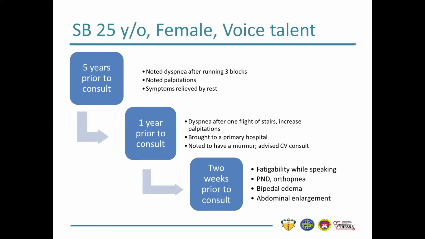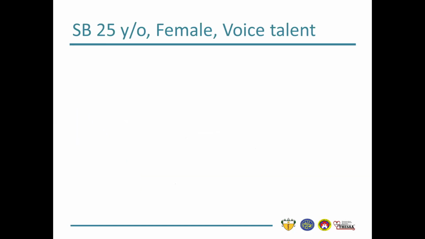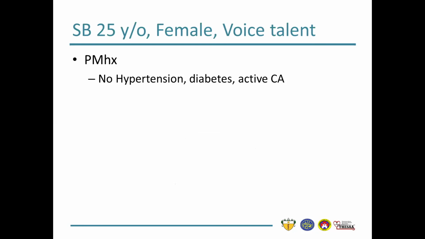She was initially brought to a primary hospital, and she was noted to have a murmur. She was advised a cardiac consult, but the patient was not compliant. Until 2 weeks prior to consult, the patient noted easy fatigability even while speaking, paroxysmal nocturnal dyspnea, orthopnea, bipedal edema, and abdominal enlargement. Past medical history showed no hypertension, diabetes, or active cancer.